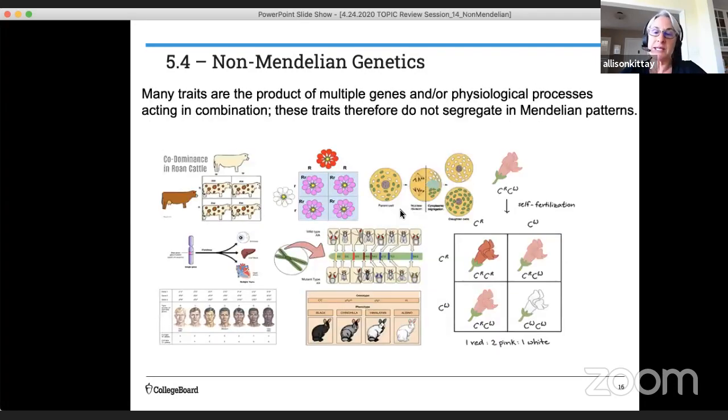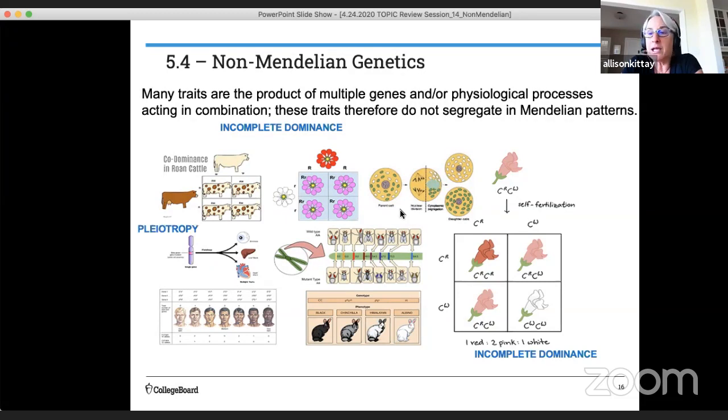Okay, so let's take a look at some other ways that traits are inherited that are not typical Mendelian inheritance patterns. And I want to talk about a few of them. So this is the overview, and I will end with a review slide. So we're going to talk about the levels of dominance, incomplete dominance, and my examples are going to be in roan cattle and flower color, and I'm showing it another way for nomenclature purposes.